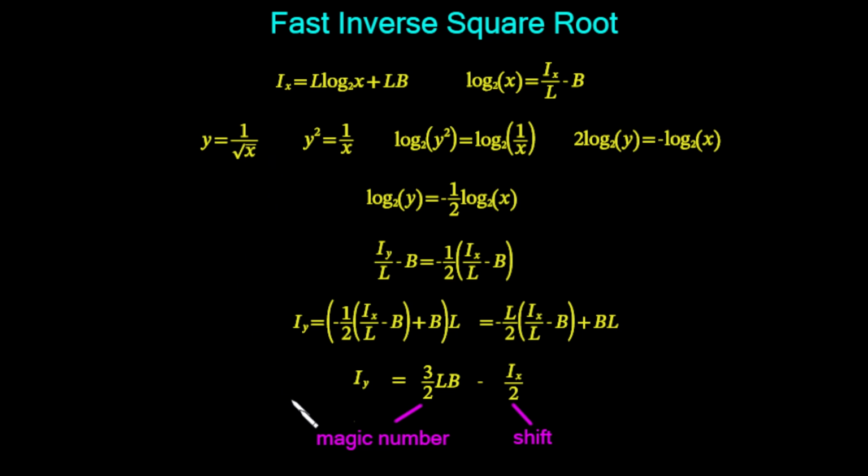In the next video, we will finish off with the actual algorithm and we will look at the magic number, and we'll see how the magic number that actually gets used compares to the magic number that we have here. And we will also generate the magic number for our 16-bit floating point number.